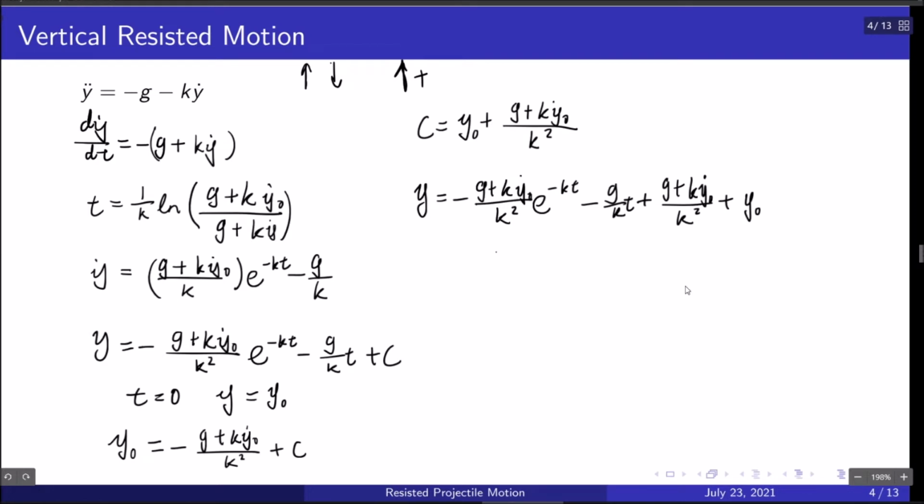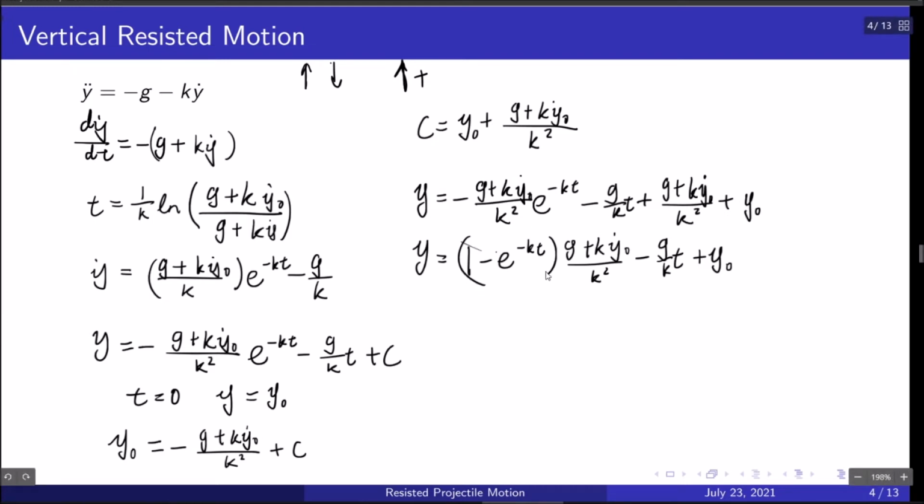So as you can see here, this is no longer a parabolic expression like in the unresisted case. Things are slightly more complicated, so let's simplify this a bit. So y equals, obviously we can move this to the front, so we end up with, and then factor everything else, 1 minus e to the power negative kt times g plus ky dot naught over k squared minus g over k t plus y naught. Okay.